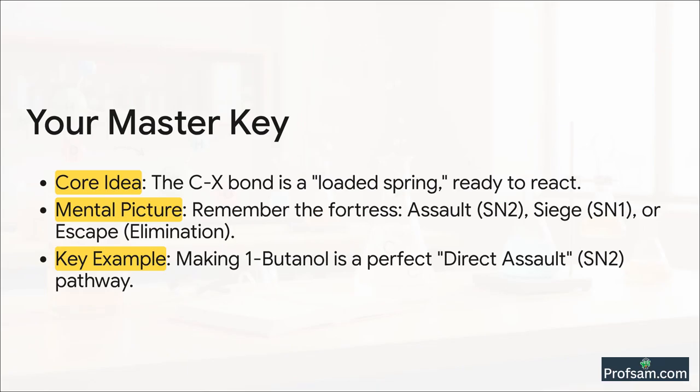Second, that mental picture of the fortress. Always ask yourself, are the conditions right for a direct assault, SN2, a slow siege, SN1, or are we forcing an escape, elimination? And third, keep that real lab example in your mind. Making 1-butanol from 1-bromobutane is the perfect direct assault SN2 reaction.